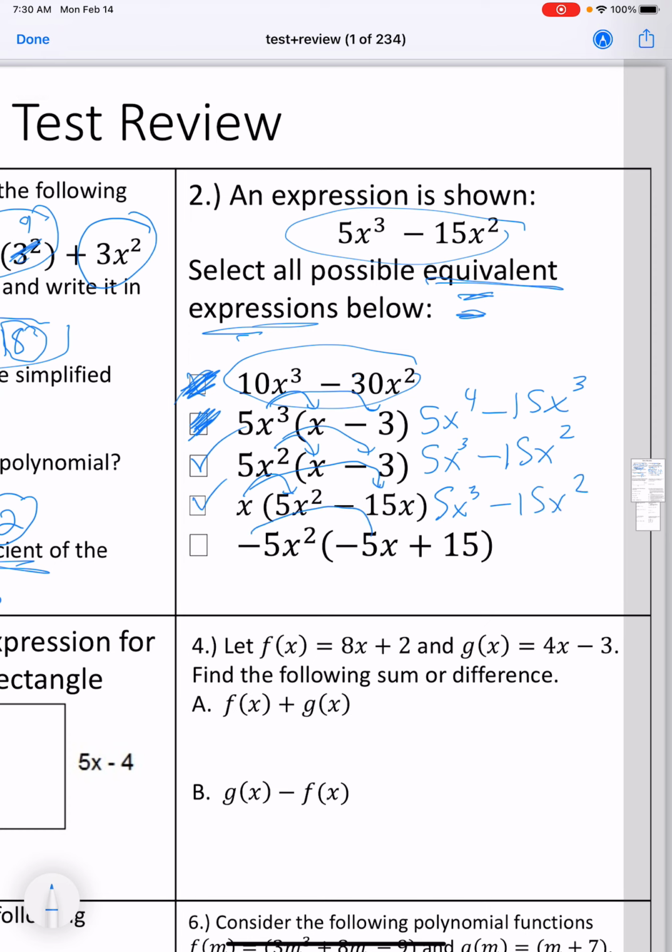And then this one, we have a negative 5 being distributed. This one may trick some of you. Negative 5 times negative 5 is positive 25. And then x squared times x is x to the 3rd power. And then we would do negative 5 times positive 15, which isn't going to give me 15, and I already know that this is not the correct answer.